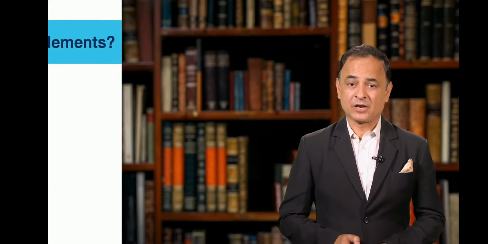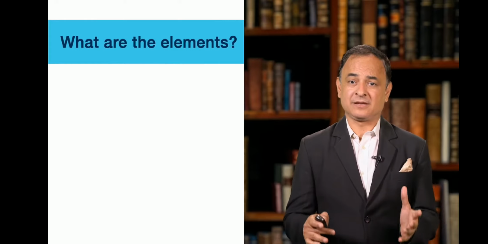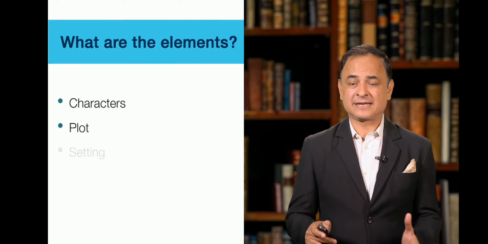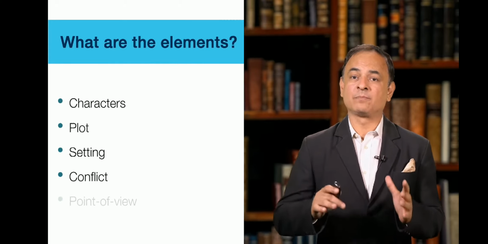This is so important, and if you pay adequate attention, you will be in a very good position to write that compelling novel that you always wanted to write. Now, what are these elements? Basically, there are 5 elements: characters, plot, setting, conflict, and point of view.